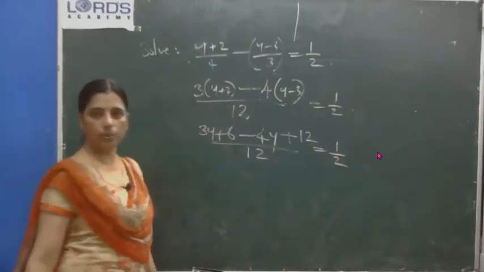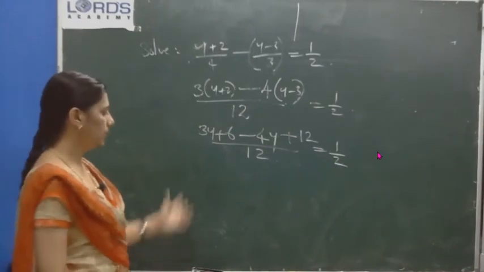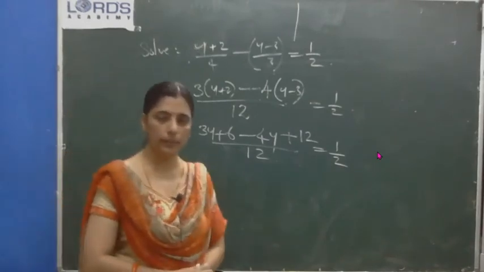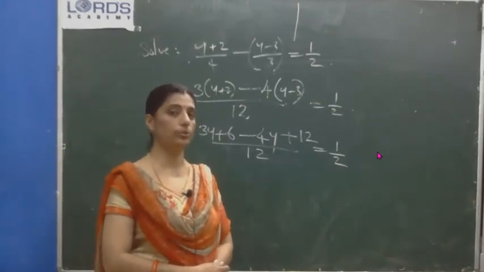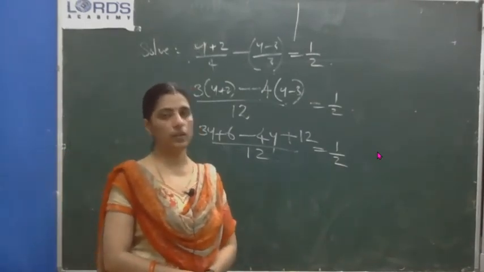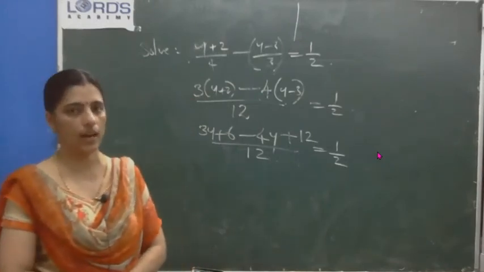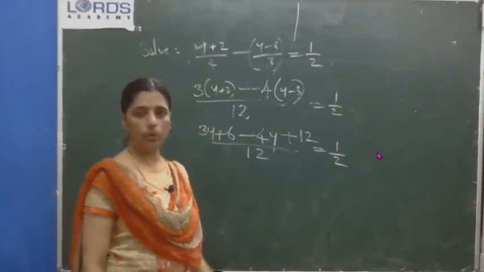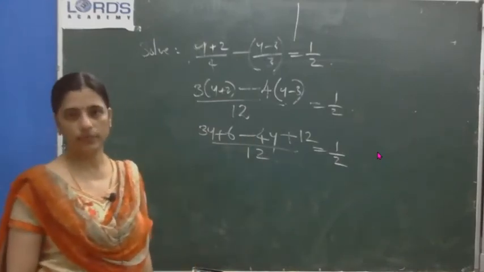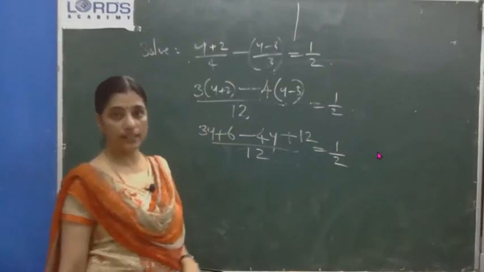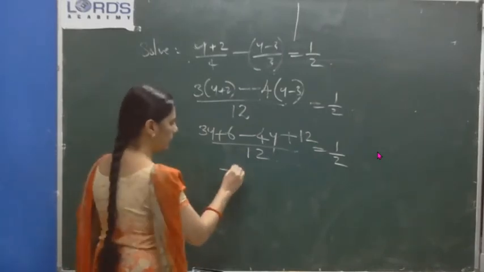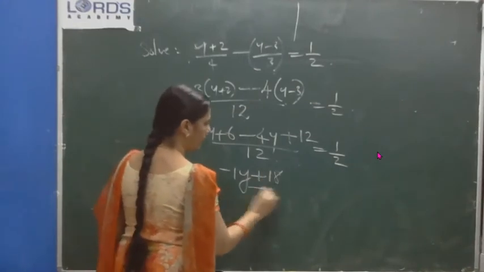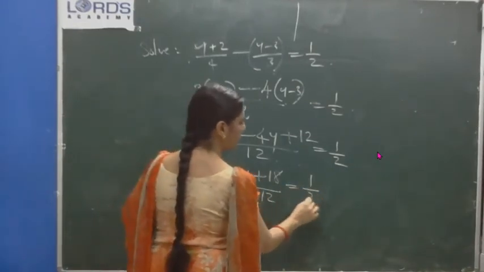Okay, if it is clear, you write the next step also. Then you can do 3y minus 4y. We studied in fundamental concepts. That's what I told you. You should be very good in fundamental concepts that you have studied from 6th standard onwards. Okay. 3y minus 4y, negative y. 3 minus 4, negative 1, no? So, negative 1y. 6 plus 12, 18. Whole divided by 12 equal to 1 by 2.